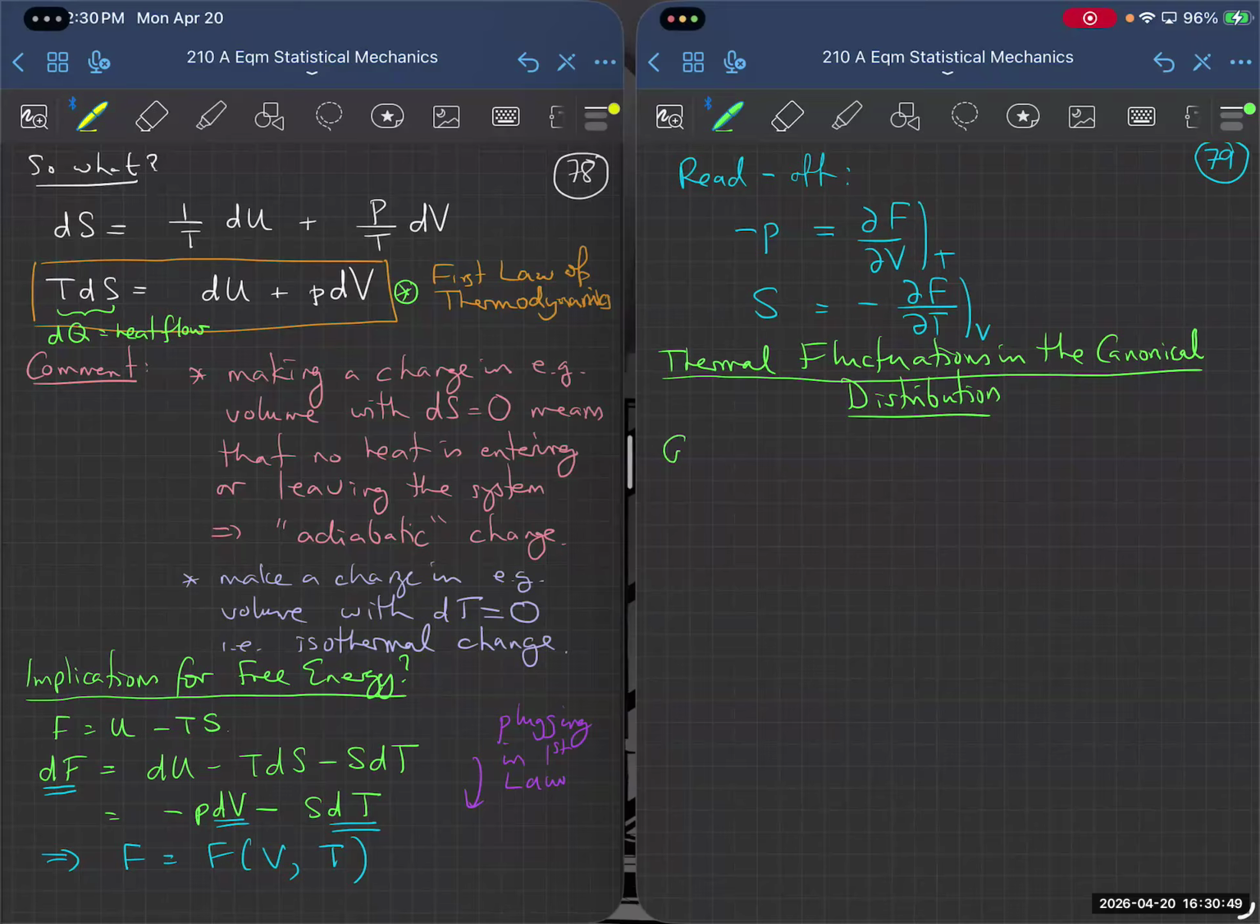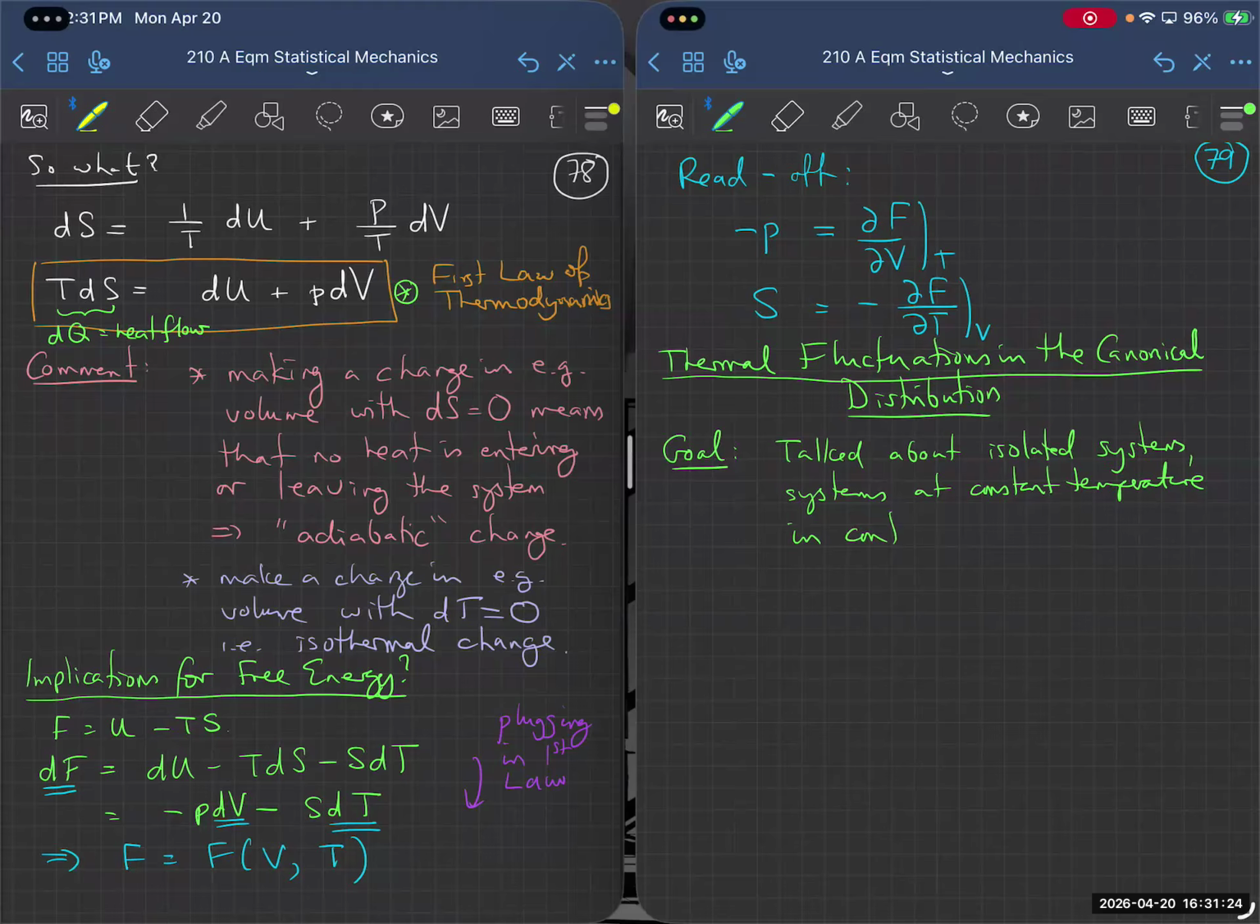So the goal of this section is to answer the question. So far, we've talked about two different types of system. We've talked about isolated systems, and we've also talked about systems at constant temperature. And they're held at constant temperature because they're in contact with a reservoir.